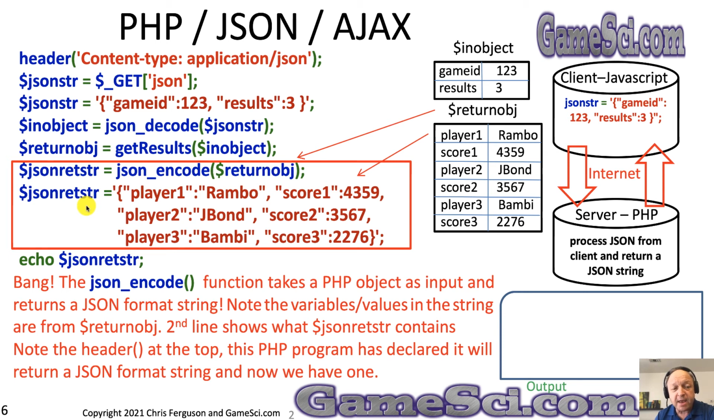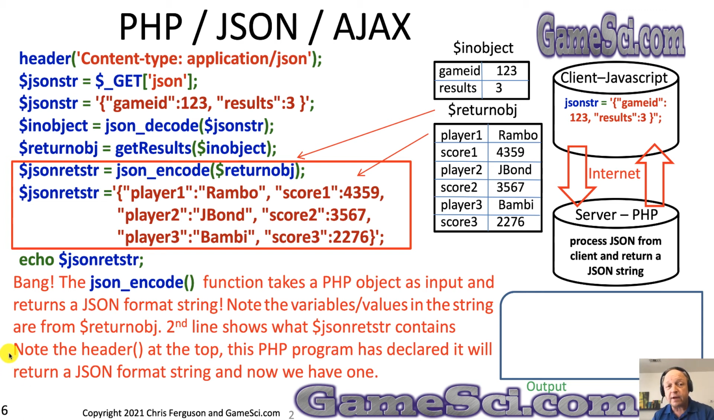And then, for good measure, I showed you exactly what's going to be assigned to $JSON_RET_str. Bang! The json_encode function takes a PHP object as input and returns a JSON format string. Note the variables and values in the string are from $return_obj. The second line in this example shows what $JSON_RET_str contains.